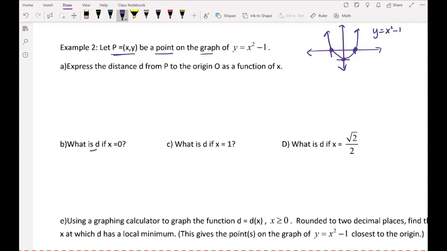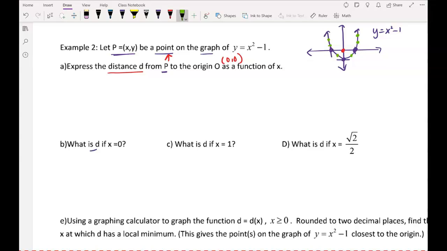Example A. Express the distance d from P to the origin. Well, origin is right here in the center, which has an ordered pair of (0, 0). Remember, they defined the P earlier. P is your point, and now it's giving you another variable called distance, which is d. So let's just say, okay, well, where on earth is P? P could be here, P could be here, or here, or here, or here. P could be any unknown point on the curve.